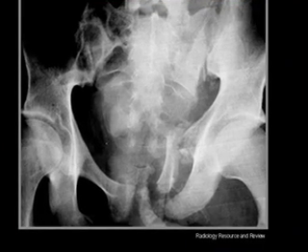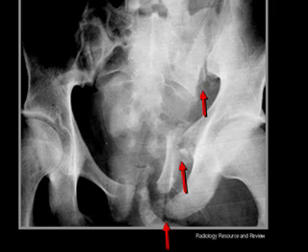This is an example of a Malgaigne fracture. You can see the fracture in the ischium, the fracture in the pubic bone, and you can see the disruption of the left sacroiliac joint with elevation of the left hemipelvis relative to the right side.